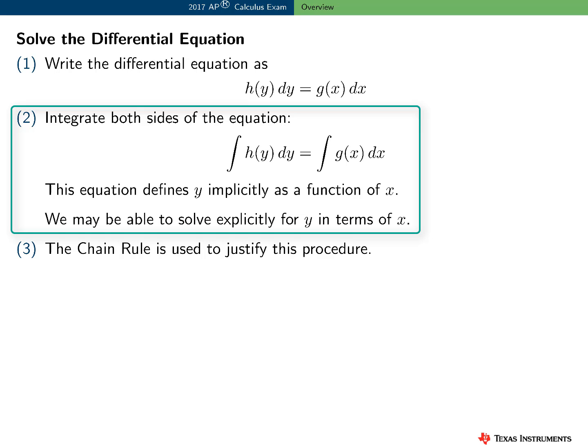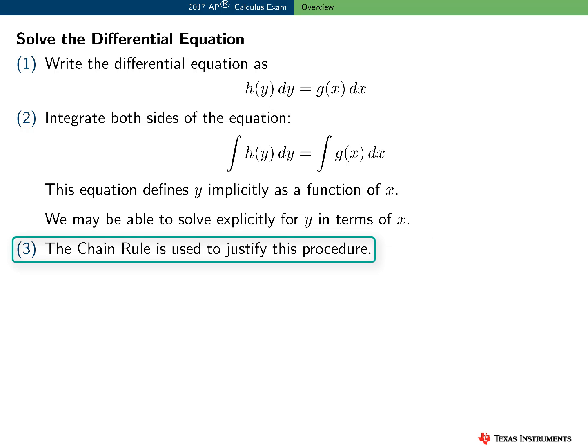Now this equation defines y implicitly as a function of x, but in some cases we can actually solve explicitly for y in terms of x. And without going into detail, it is the chain rule that's used to justify this procedure. That is, that we can integrate both sides of the equation and maintain equality.